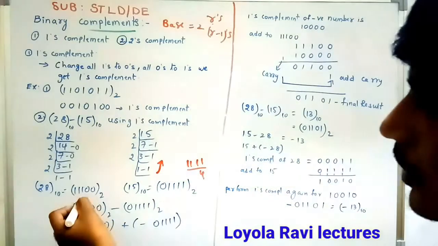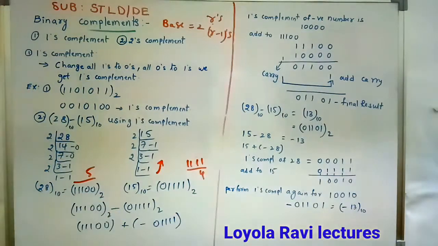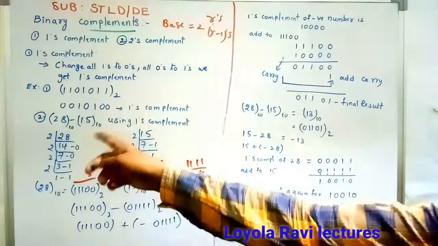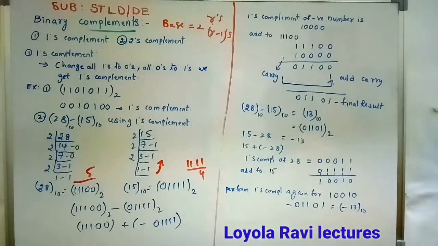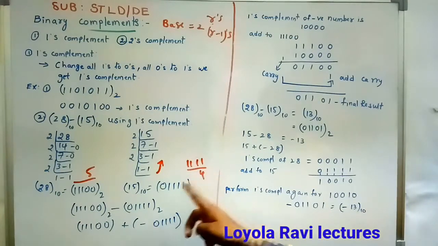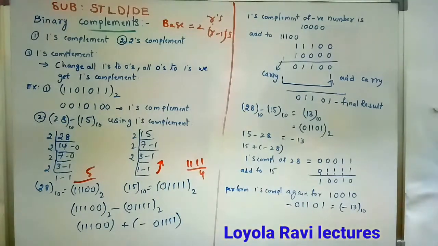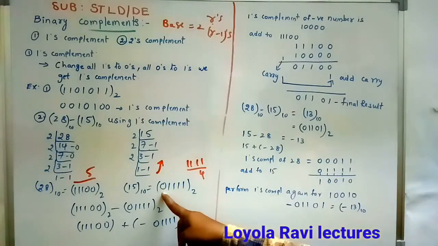And observe this, it has 5 digits: 11100. So all bits must be the same. When you are performing any binary complement operation, all numbers must have an equal number of digits. Here we have 5 digits, here we have 4 digits. So make this one 5 digits by adding 0 at the MSB. Adding 0 at the MSB does not change the number value.